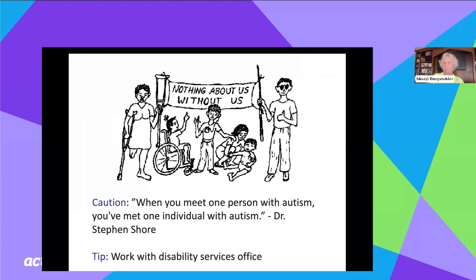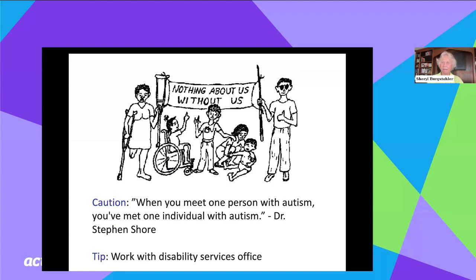A couple of things to think about, three things. Nothing about us without us. I've mentioned this a few times, but make sure that you include people with disabilities in the things you're doing. Even if you can't include a lot of them, include some of them. That's really important. But there's also a little caution there. When you meet a person with autism, you've met one individual with autism. This is a quote by Dr. Stephen Shore, and I really agree with it wholeheartedly.